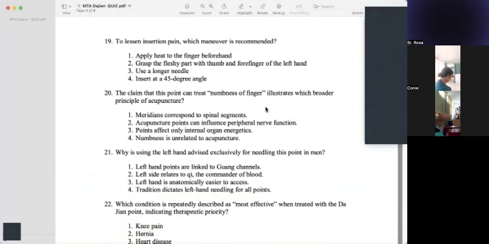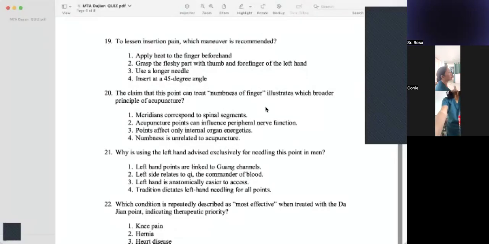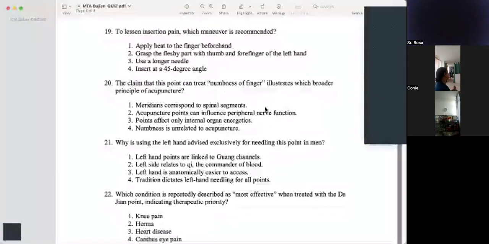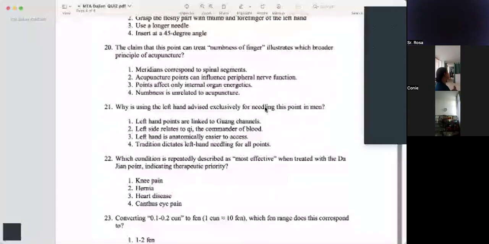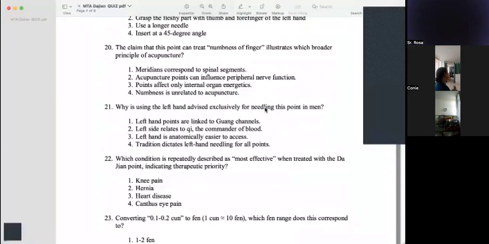To lessen insertion pain, which maneuver is recommended para hindi masaktan? Number 2, you grasp the fleshy part. Yun naman talaga gagawin natin. Masakit pag hindi mo ginaidan. The claim that this point can treat numbness of finger illustrates which broader principle of acupuncture? Acupuncture points can influence peripheral nerve function.